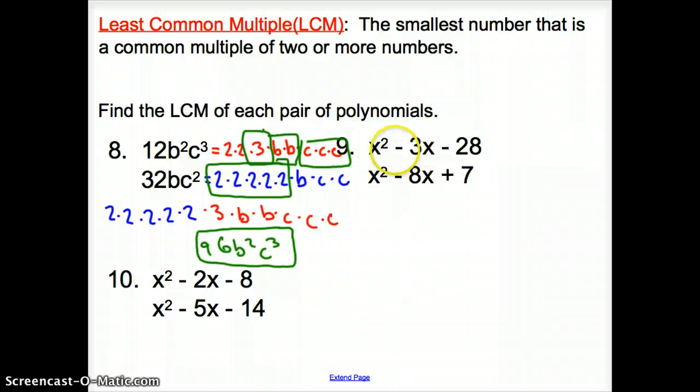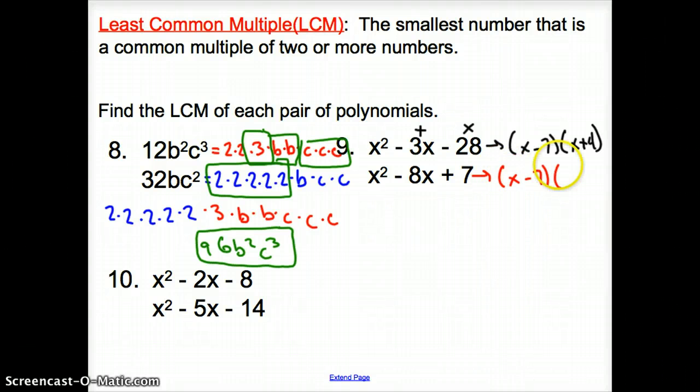Jumping to 9. Now with 9, when we're given more than one term, this is one term, this is 3 terms, we have to factor it. So let's see if we can factor this. Remember, when we factor, what multiplies up to there adds up to -3. That is going to be x minus 7 and x plus 4, because -7 times 4 is -28, add up to a -3. This guy factors to x minus 7 and x minus 1.